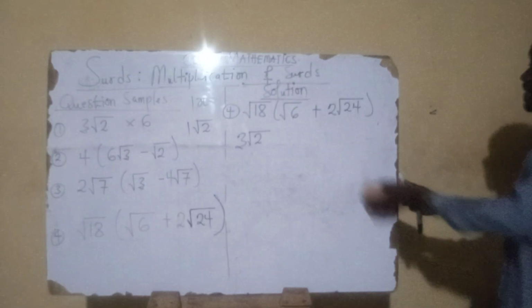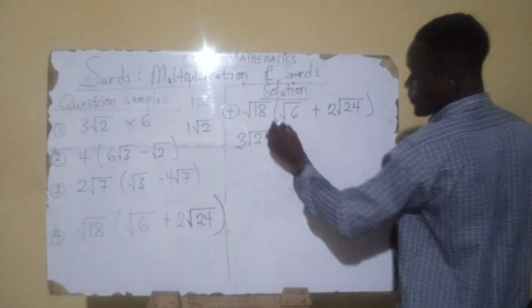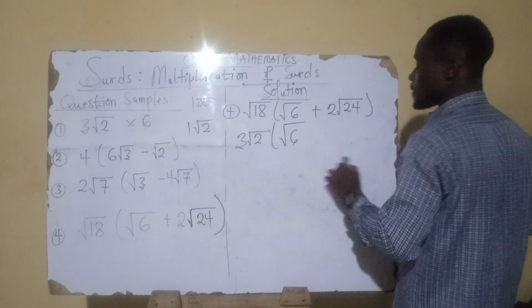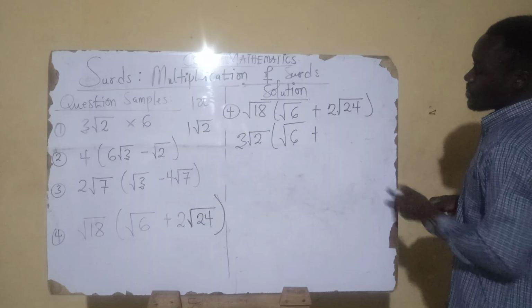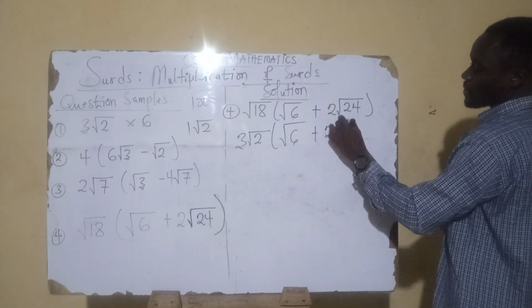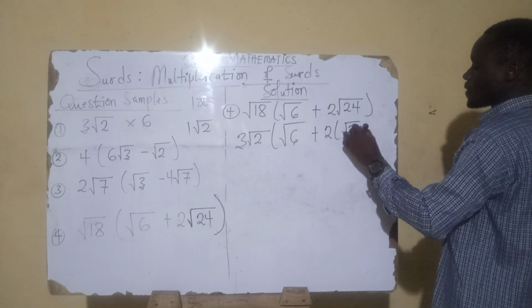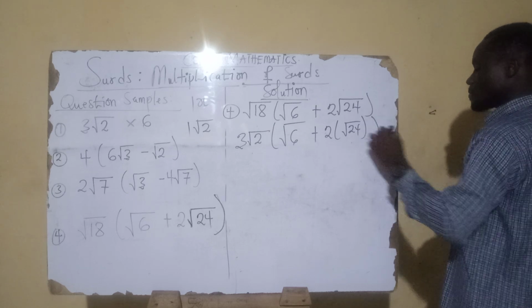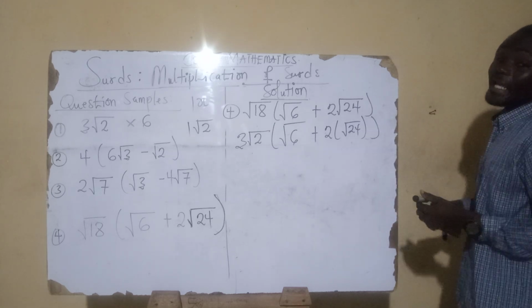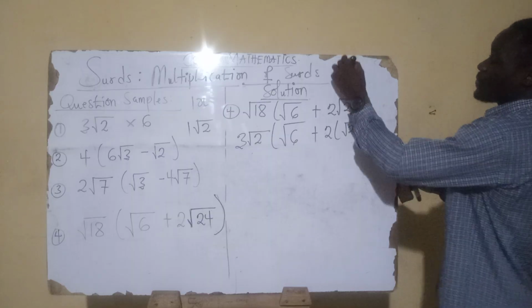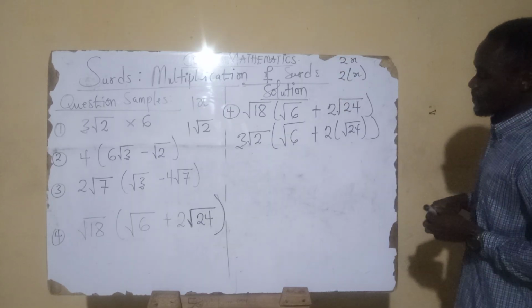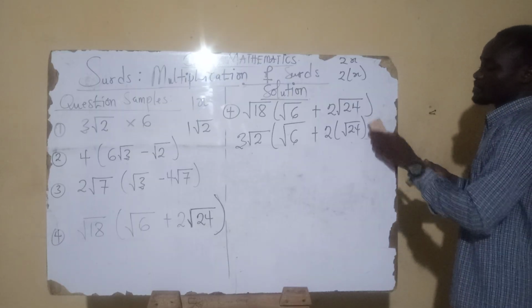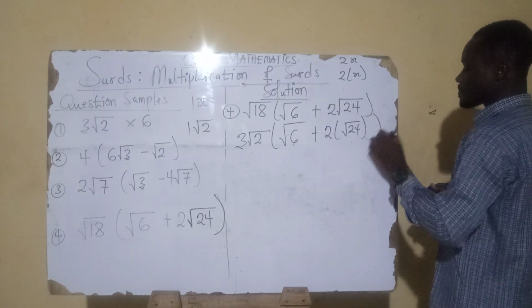Alright, so we continue with the next aspect. So bracket open root 6 added to. Now let's check this. What do we have over here? Remember we said that this is the same as 2 in a bracket root of 24. That's my bracket. It means it is still multiplying. Remember what we did earlier, where we said that 2x is the same as 2 in a bracket x. Okay, very good. So that's what we are doing here, indicating that it is still multiplying.